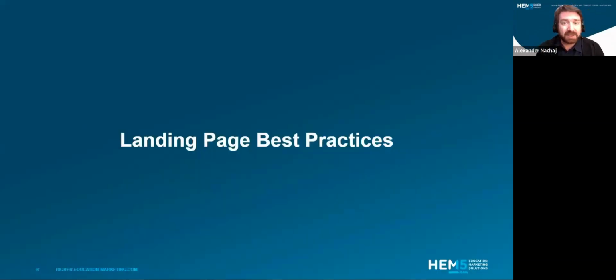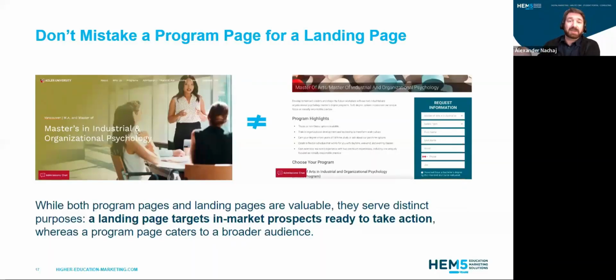So let's get into some best practices for landing pages. Probably the first thing to bear in mind, going back to our poll, is that a landing page is not a program page, and we shouldn't be using it for the same purpose. Program pages and landing pages are both really essential to have, but they fundamentally have different purposes and are meant to interact with different audiences.